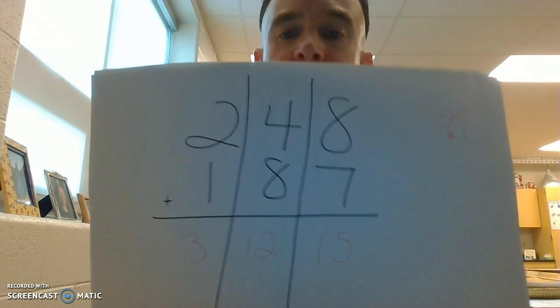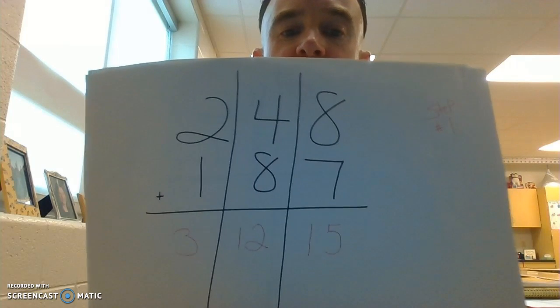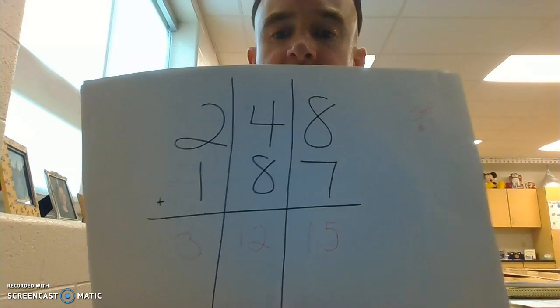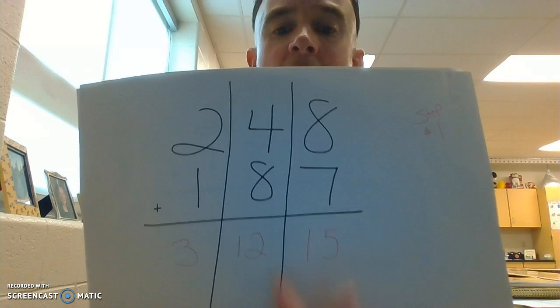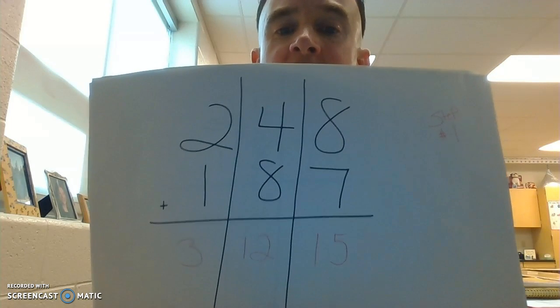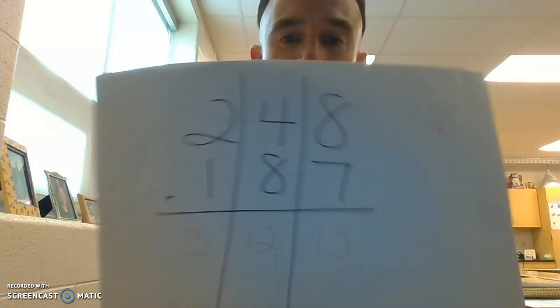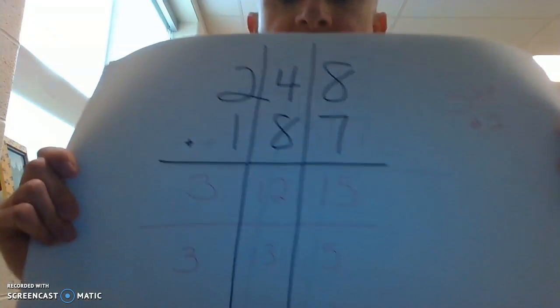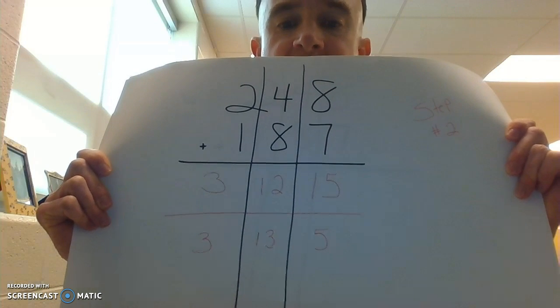Take a look. 8 plus 7 is 15, 4 plus 8 is 12, and 2 plus 1 is 3. Notice that in each of the columns, the 15 and the 12 are written in the column. Even though they don't fit, we put the entire number there for the first step. All right, here's our second step. So we end up with 3, 12, and 15.